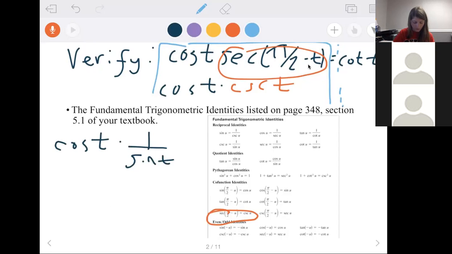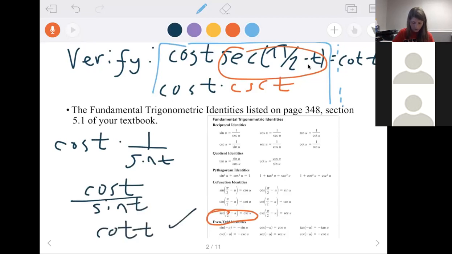And then once we put that together, we have cosine t over sine t, which is our cotangent. And notice that that matches with what we were supposed to be getting on the other side. So I think this one in particular was set up as a fill in the blank identity on your WebAssign. All right, so hopefully that helps with some of those verify identities.